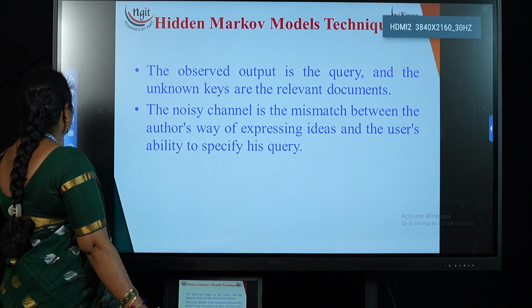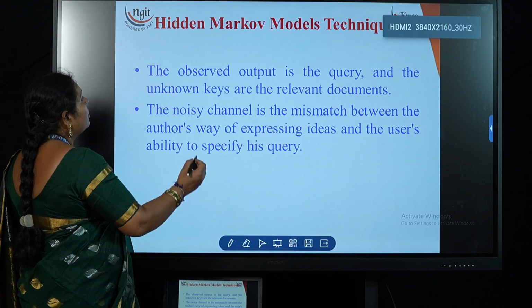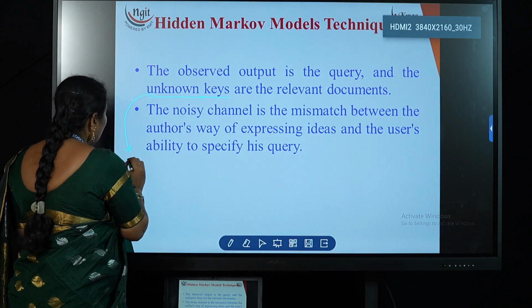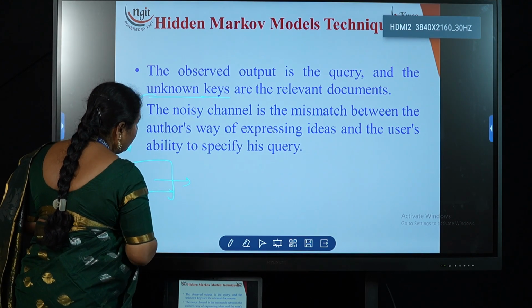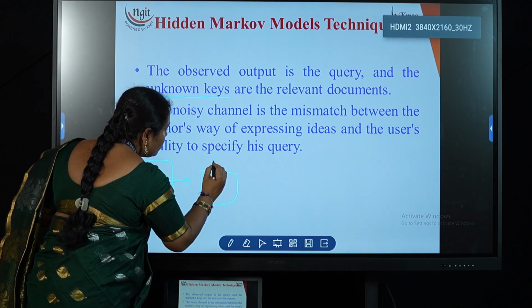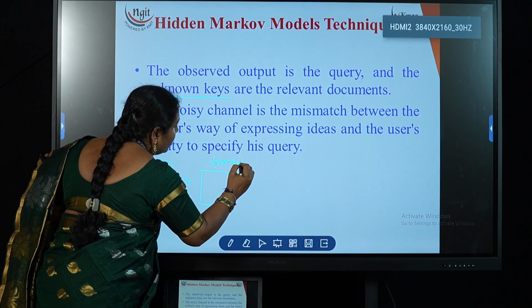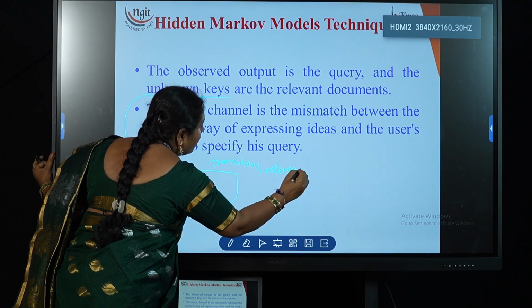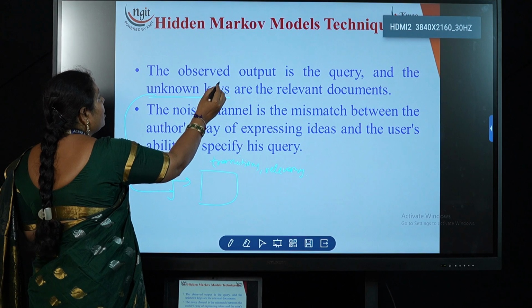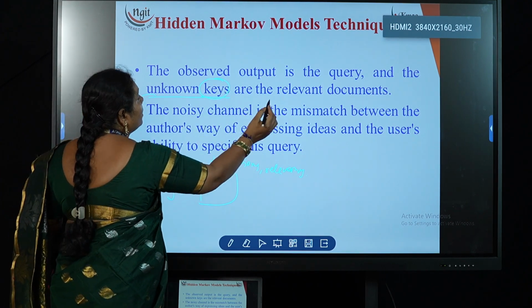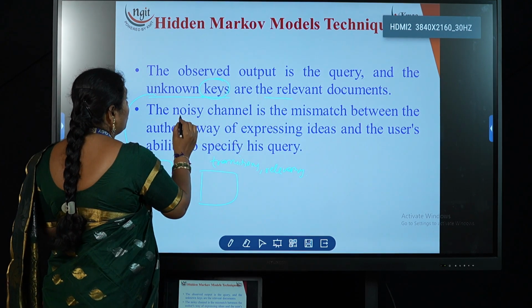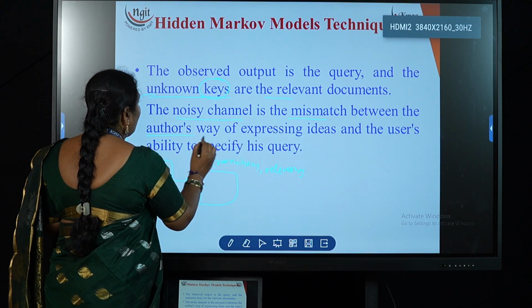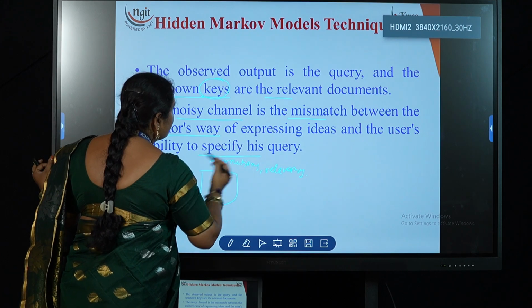What we have observed in this model is that you are generating unknown keys, because I don't know whatever key I am typing. According to the transitions or relevancy you check the documents and give the output. Whenever you get unknown keys, you get the data with the relevant values, but in the noisy channel sometimes there may be a mismatch, because of the author's way of expressing ideas and the specific query.